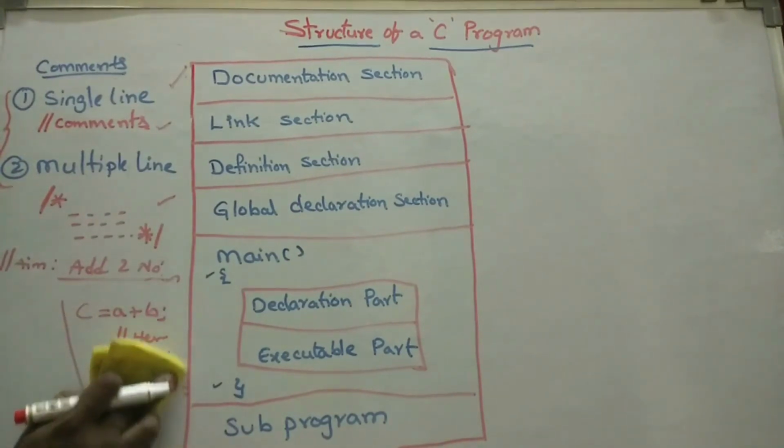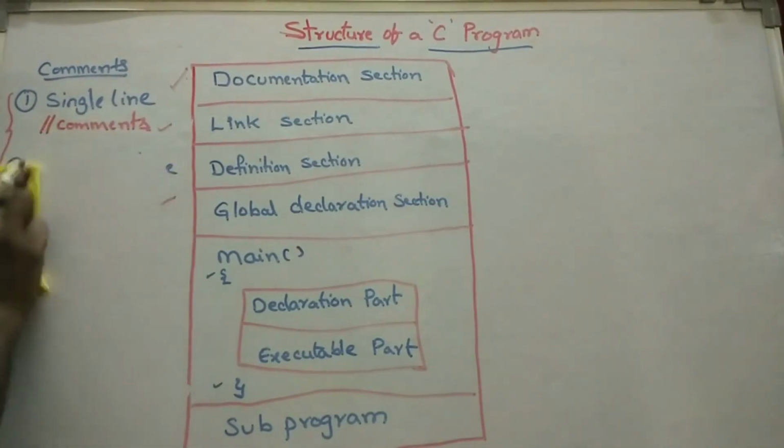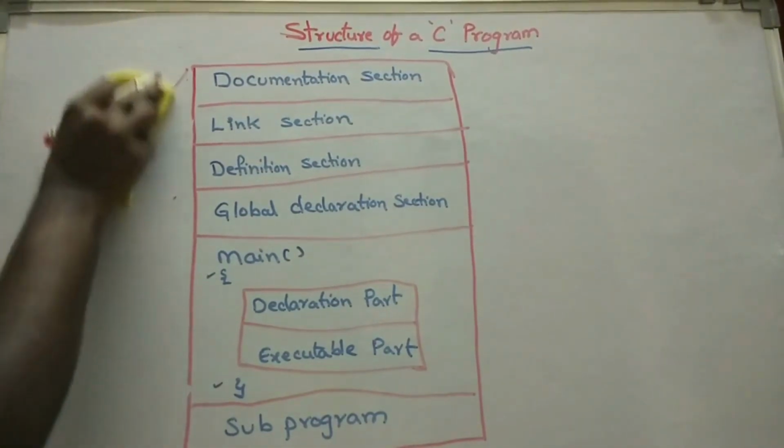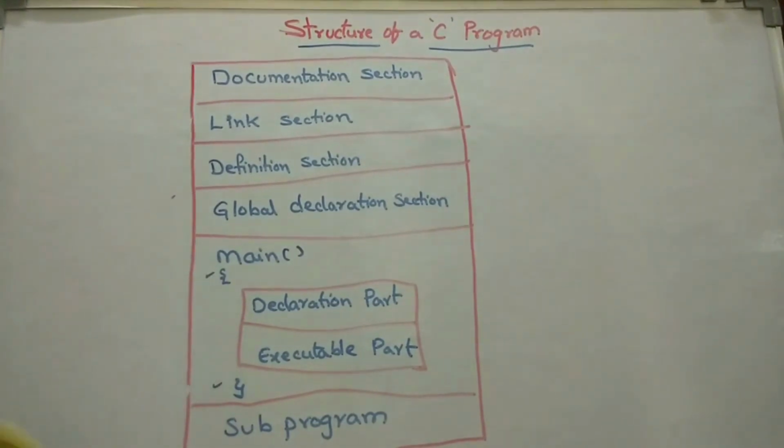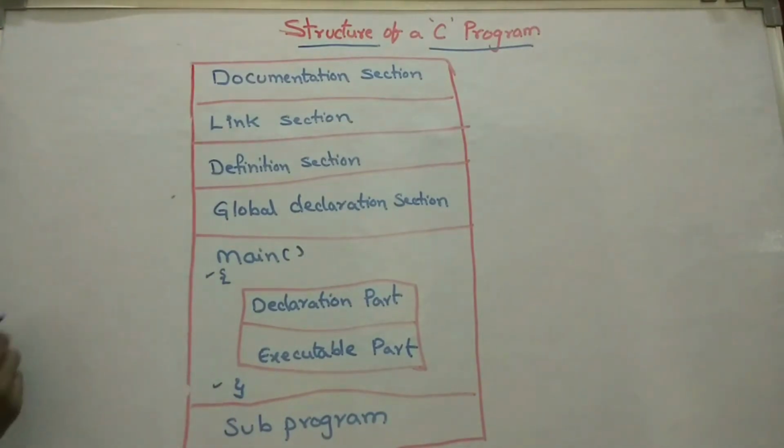Clear? The documentation section can be used to write the description of your program. How can we give the description? Either a single line comment or a multiple line comment. What is meant by a single line comment? It means you write the comment in only one line. If you want to represent more than one line, you can use multiple line comments, right?